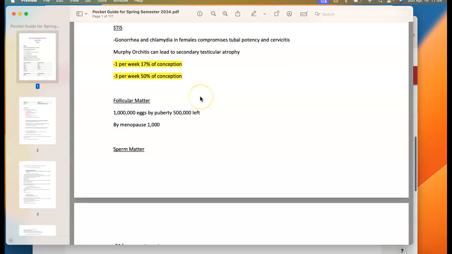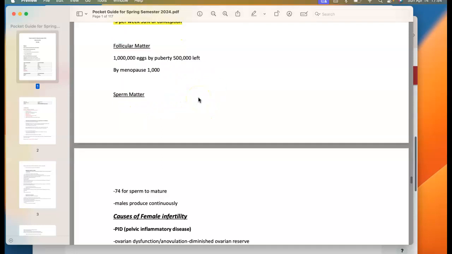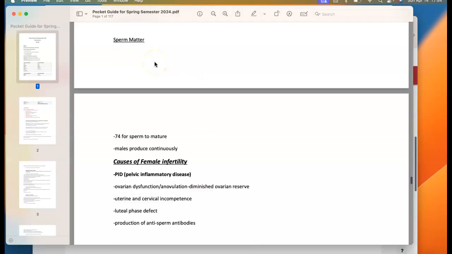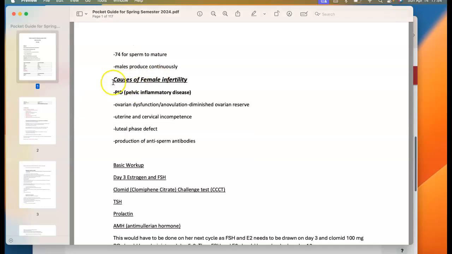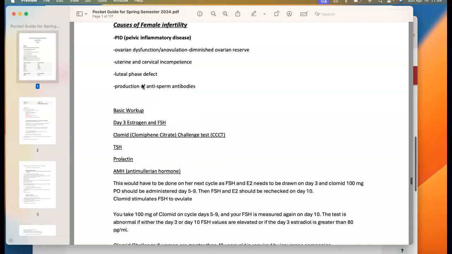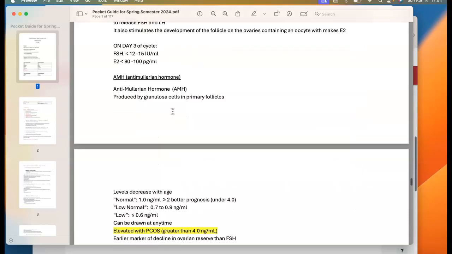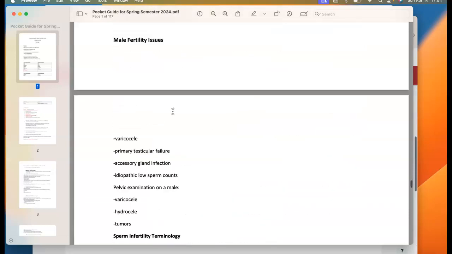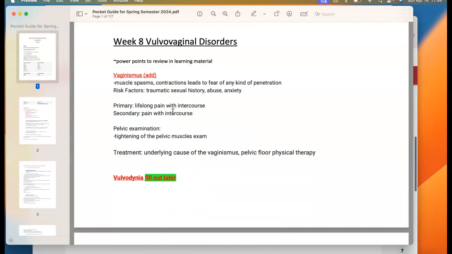It's kind of a good thing to be able to educate our patients on how the amount of intercourse can lead to increased chances of conception, what sperm can cause infertility, as well as in terms of female infertility, what can be the causes, and the basic workup necessary to work up a woman for infertility. And I found this very helpful, being able to have the labs outlined there, so I have those. More male infertility issues, and then we lead into week 8, which I had vulvovaginal disorders.